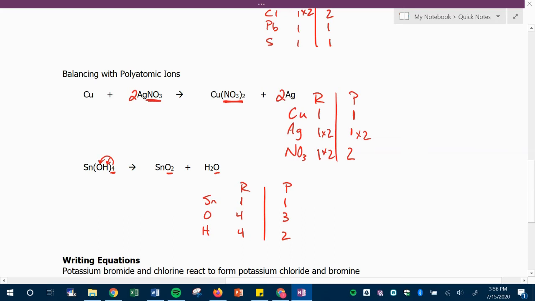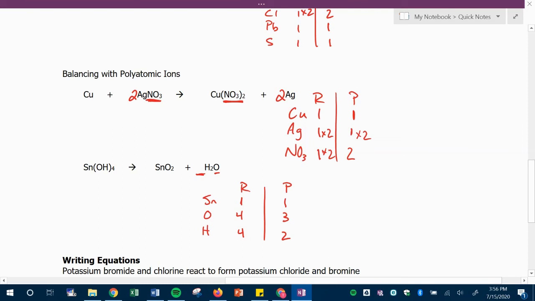Now, when it comes to balancing stuff like this, whenever you're looking at your products and you're saying, oh, oxygens aren't balanced, so how can you make a 4 and a 3 balance? Well, because it's O2 here, we're going to try and avoid putting a coefficient in front. So instead, let's look at if we add a coefficient in front of H2O, if that ends up fixing our problems. And so let's look at hydrogens first.